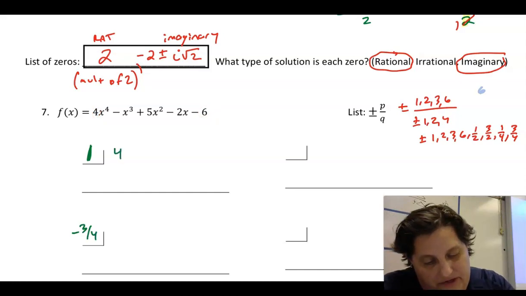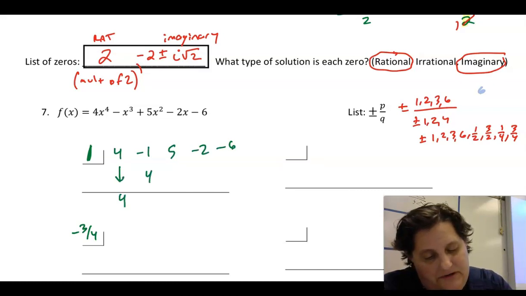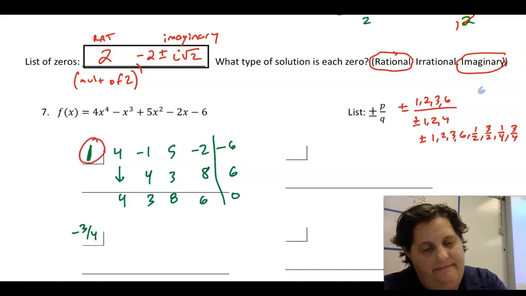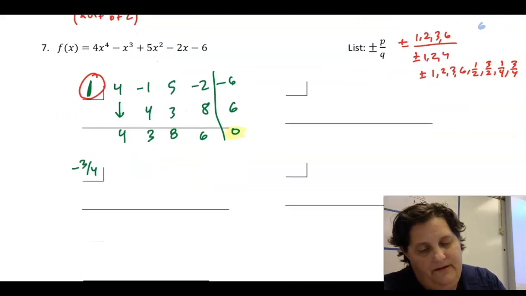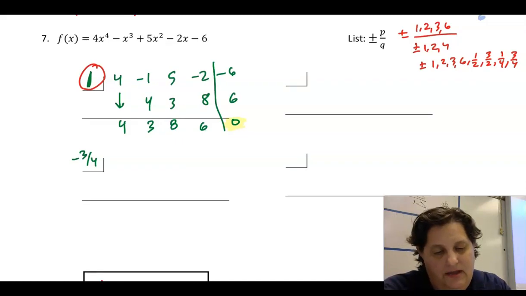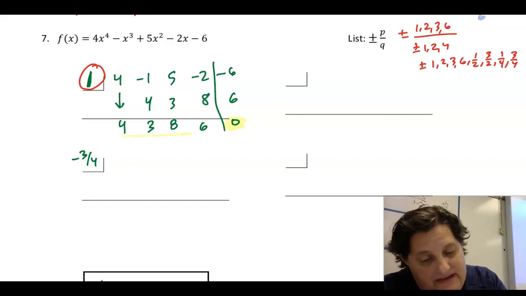I'm going to put all my coefficients here. 4 times 1 is 4, that's 3. 3 times 1 is 3, that's 8. 8 times 1 is 8, that's 6. 6 times 1 is 6, that's 0. All right? So 1 is a solution because I got 0 right here. So I can go ahead and put 1 on my list. Then I'm going to use these numbers right here and do synthetic division again.